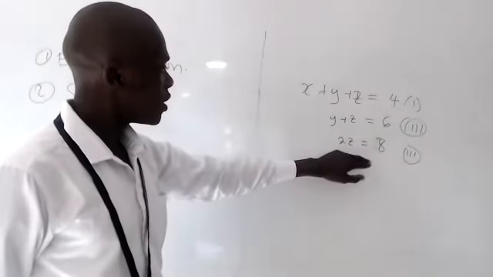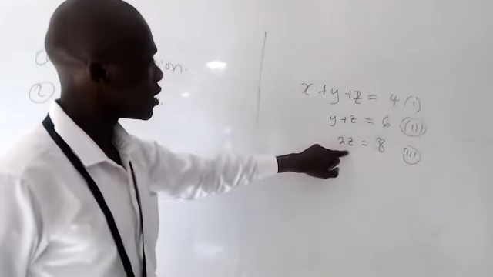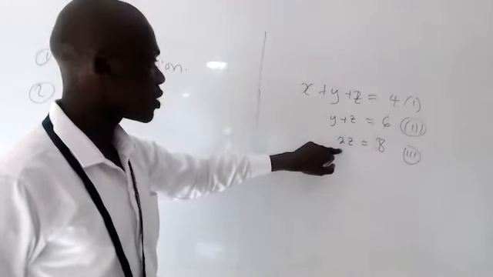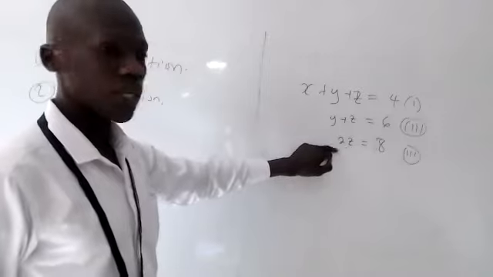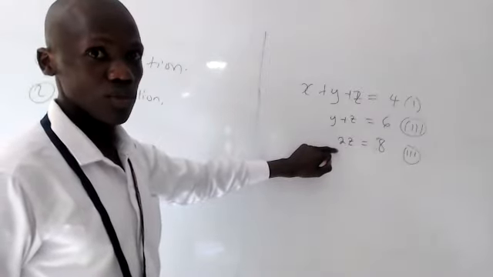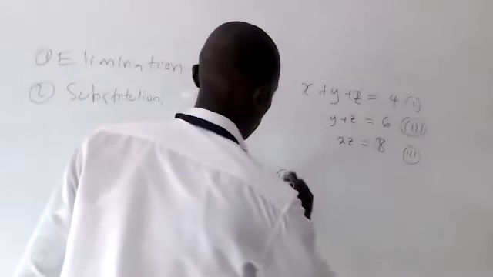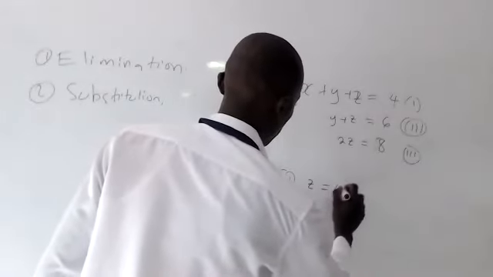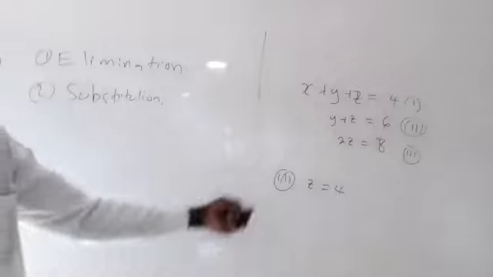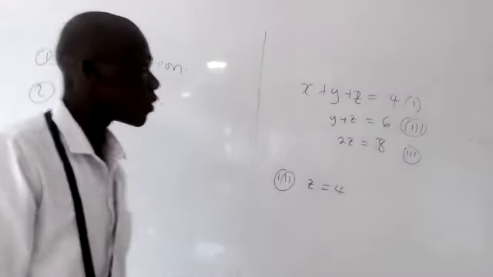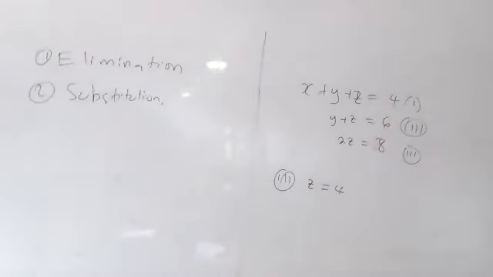First of all, it's very easy to solve for z because from equation 3 we just have a linear equation in z. So from equation 3, z is going to be 4. It's a linear equation, so I just divide both sides by 2 and get z is 4.